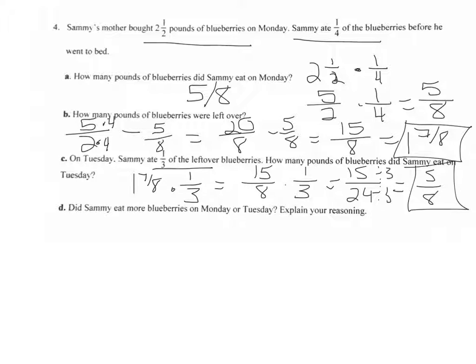And then it just asked, did Sammy eat more blueberries Monday or Tuesday? He ate the same amount both days. And explain your reasoning. Well, you have both fractions, and 5/8 and 5/8 represents the same amount.